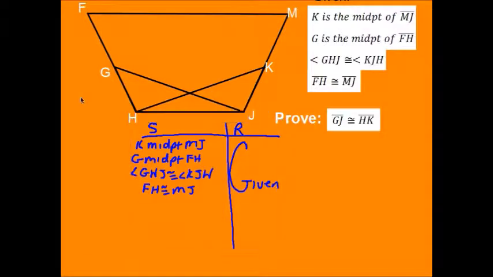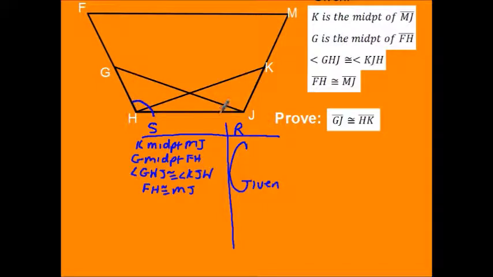Okay, so I started off with those givens. I have that K is the midpoint of MJ, G is the midpoint of FH. Angle GHJ is going to be congruent to angle KJH. Let's go ahead and let's put in that marking. So here we go.